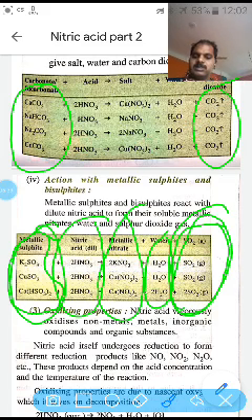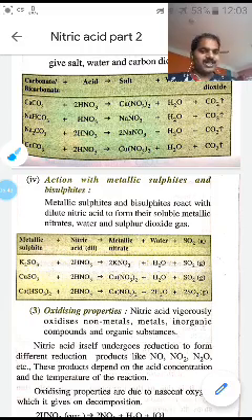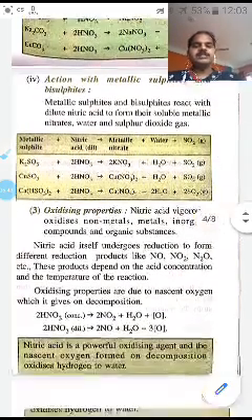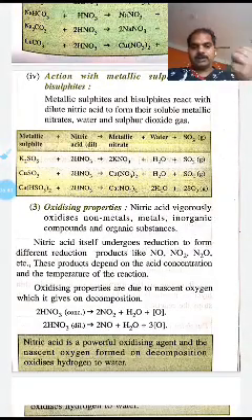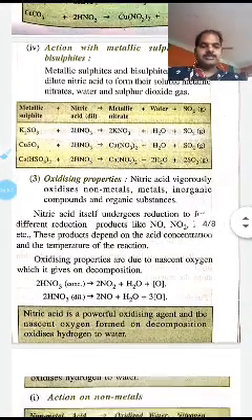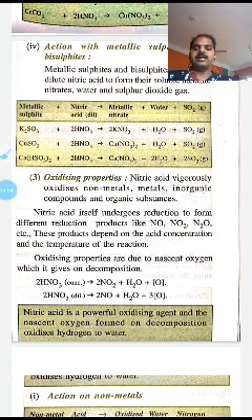So this is only the difference. So I think it's easy to understand. I hope you will manage. Let's proceed to our third part of learning today, the oxidizing properties of nitric acid.